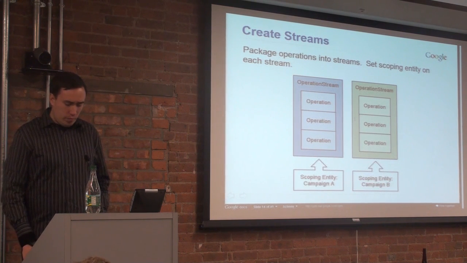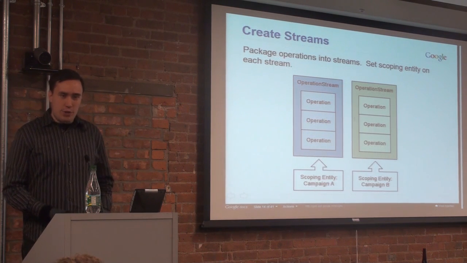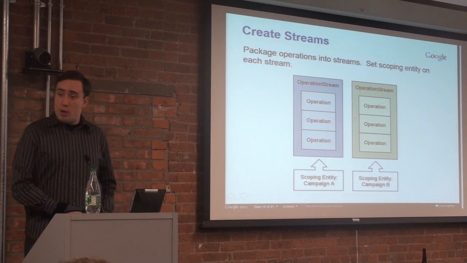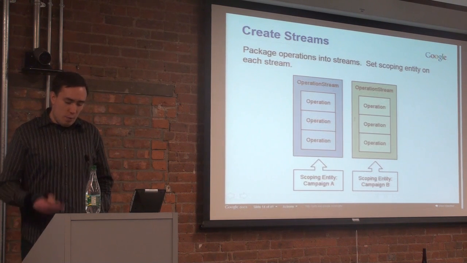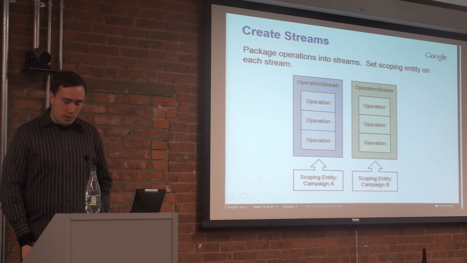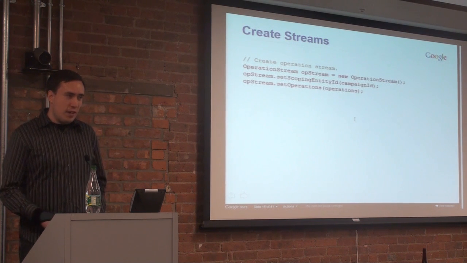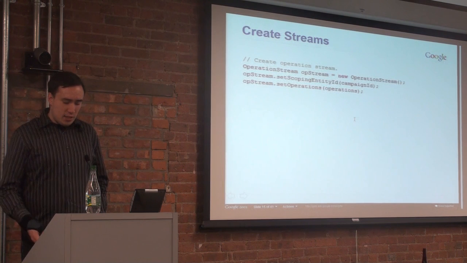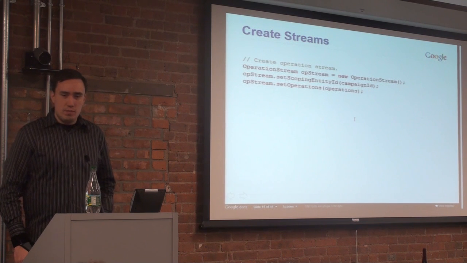The other thing you may want to decide, like I mentioned earlier, when you're creating your streams is which operations you want to batch together and run in a way where if one fails, the whole thing fails. Here's an example of creating an operation stream. You see it's a very lightweight object. It just has the scoping entity, which is an ID, like a campaign ID, and then the actual operations.